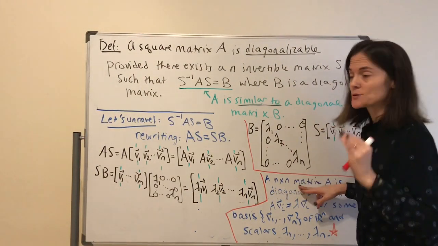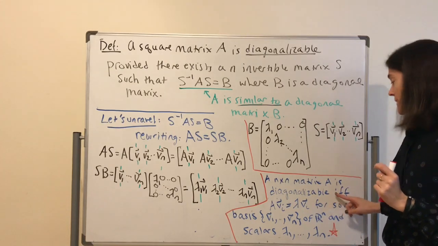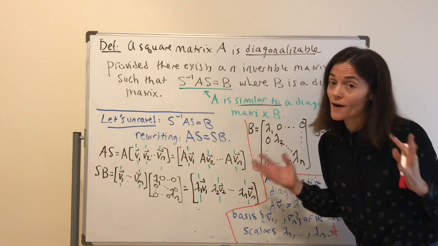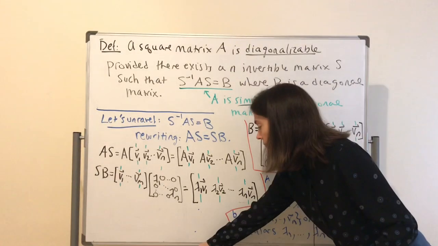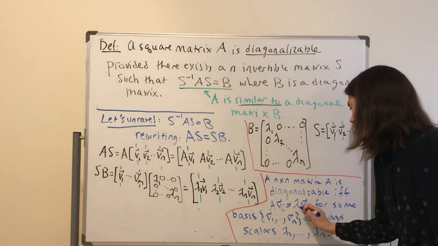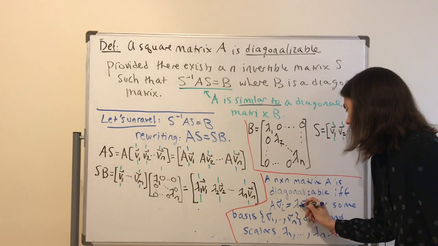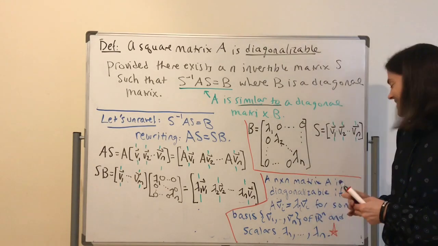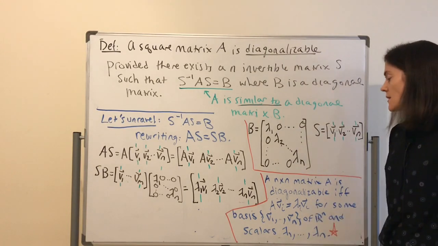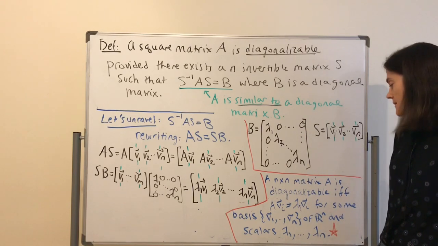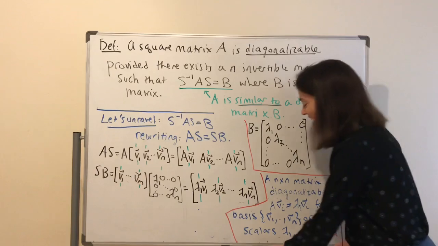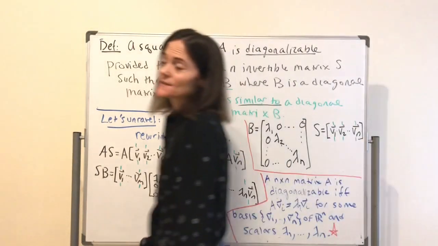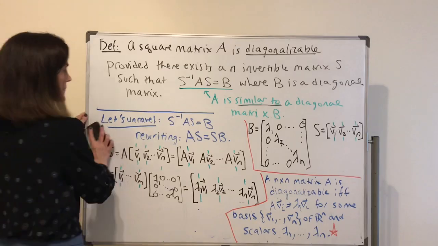If you're handed an n by n matrix A, it is diagonalizable if and only if we can find some basis for Rn such that A times each vector is just some multiple of the vector, lambda i times the vector, for each element of this basis. This is what was equivalent to what I have above. And this is really the whole topic of this chapter. So this is motivating my very next definition.